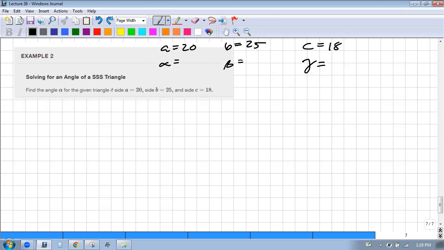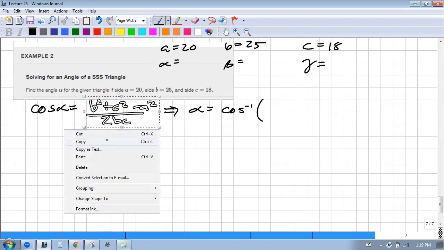So pick an angle, any angle. You can use the law of cosines to solve any angle you want. I could say, well, cosine alpha is b squared plus c squared minus a squared over 2bc. So alpha is cosine inverse of this stuff.